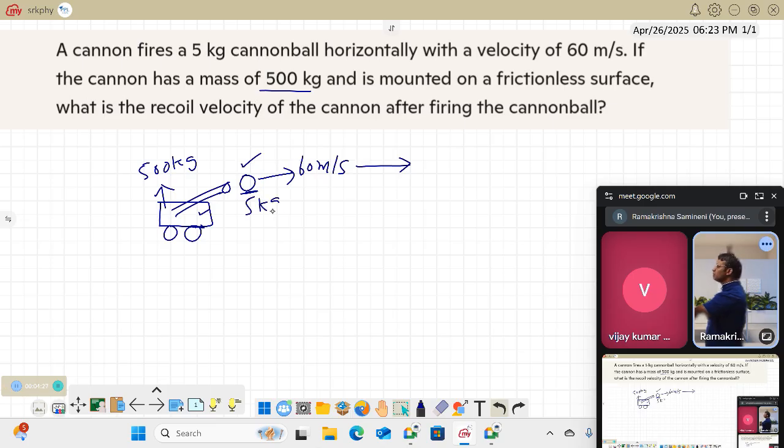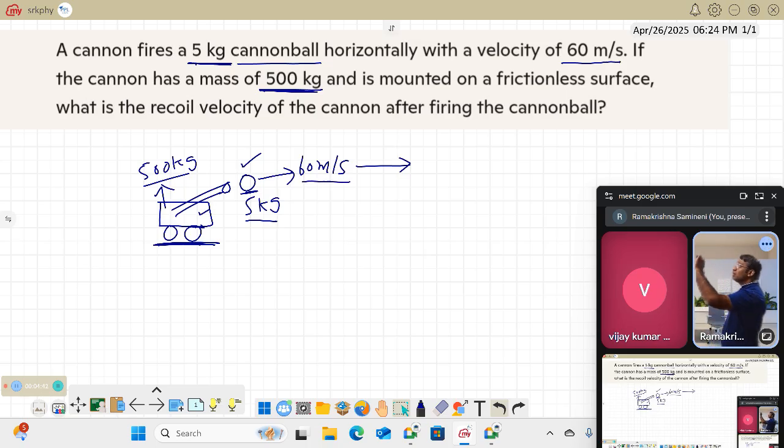This is the mass of the cannon ball, 5 kg. This is the mass of the cannon, 500 kg. And what velocity is the cannon ball projected with? That is 60 meters per second. What direction? Horizontal direction. As your level increases, the direction is also important, because velocity is a vector quantity. It may be 1 dimension, 2 dimension, 3 dimension, so we must understand the direction also. What surface is it? Frictionless.